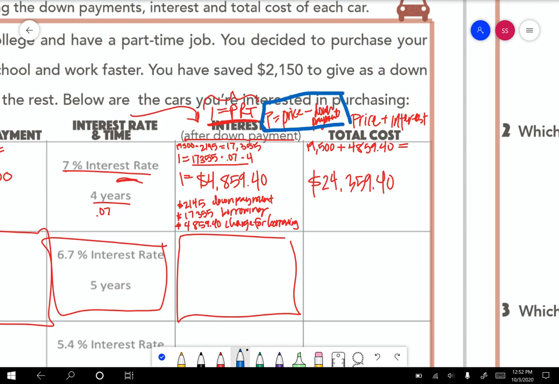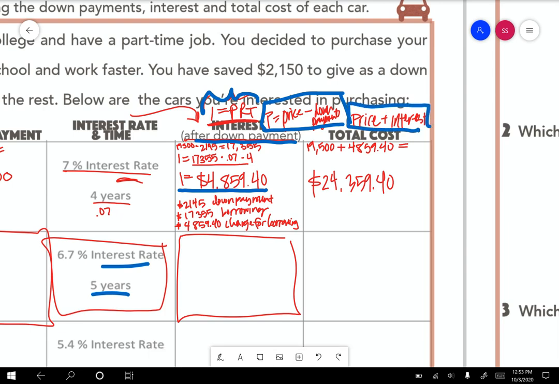Okay, so we took the price of the car. Subtracted the down payment, right? Because it's interest and we're using the price after down payment. So that's your first step. Then we would use this formula to find out the interest rate. So you take the price after the down payment, multiply it by the interest rate, and multiply it by the time. And that would give you the interest over time. For the total cost, remember it's the price plus the interest.